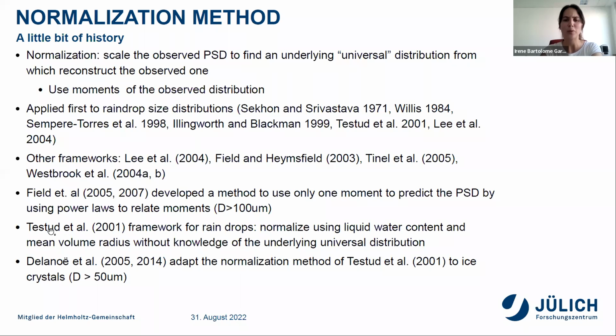But going back, sorry, to Testud, what they did was normalizing using the liquid water content and the mean volume radius without knowledge of the underlying universal distribution. And then this framework was adapted by Delanoy for ice crystals. And again, the parametrization that they obtain is also using particles that are larger than 50 microns. This last method, the one by Delanoy, is the one that we will use in our study.